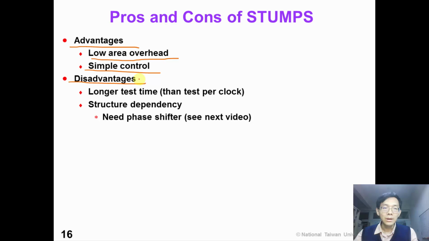However, the test per scan architecture potentially requires longer test time than the test per clock architecture. And what is worse, the STUMPS architecture could potentially have a structural dependency problem. So we need a phase shifter to fix this problem. Please see our next video.